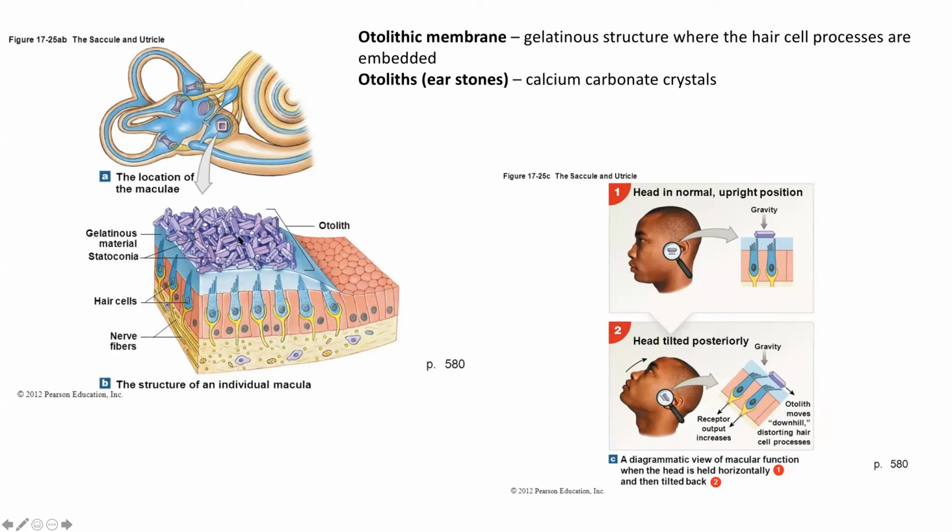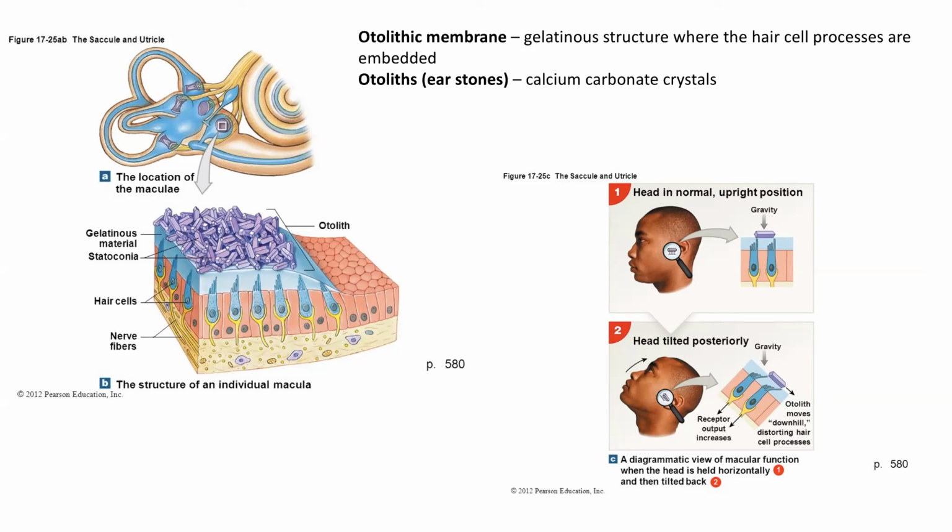So these otoliths can actually break loose. So when you have vertigo, sometimes these will break loose, and it'll end up stimulating the hair cells in one of these semicircular canals. So they're overstimulated, so you end up feeling like you're falling or rotating one way or the other.